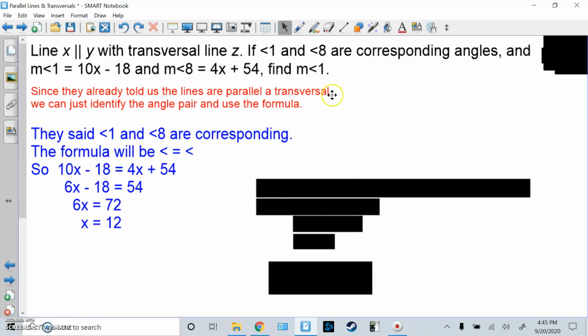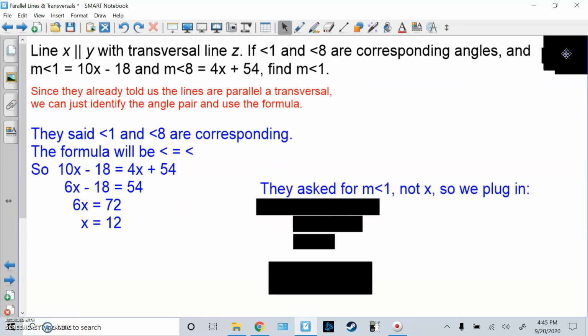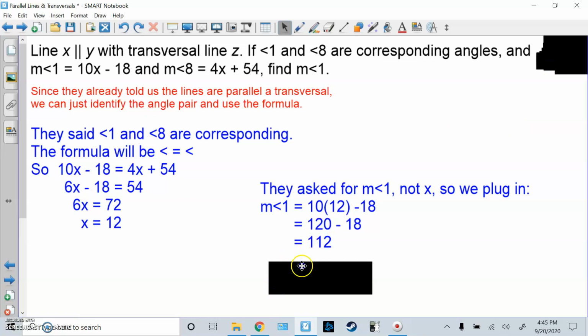Now x is not the answer. They said find angle 1, so we have to plug it in. So in angle 1, it's 10x, x turns to 12, so 10 times 12 minus 18, that's 120 minus 18 is 112. The final answer, measure of angle 1 is 112 degrees.